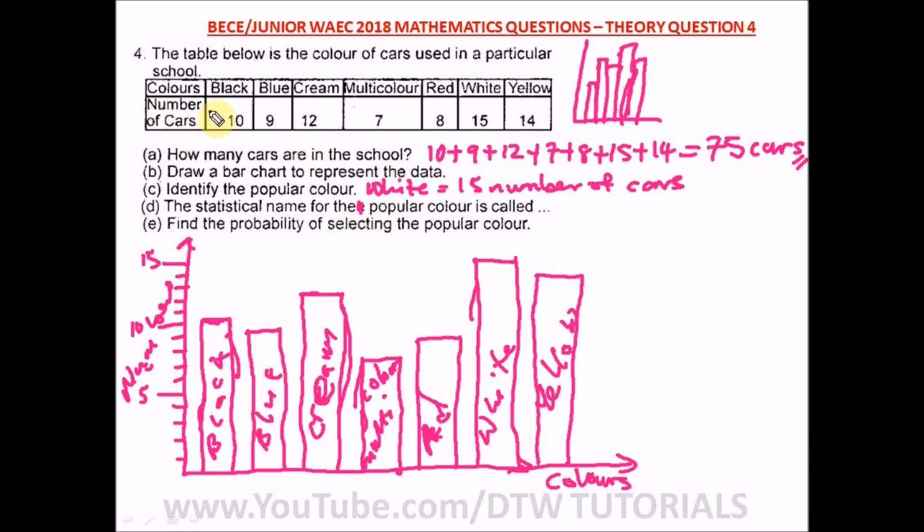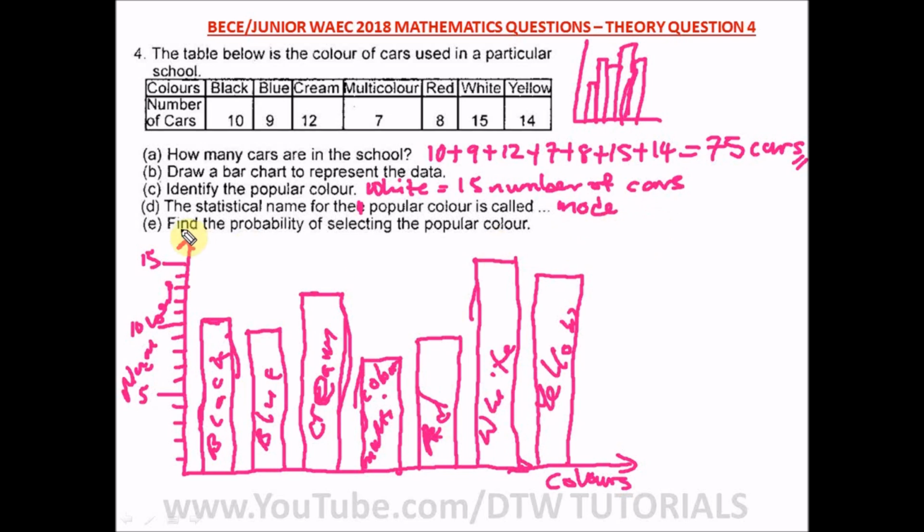Here we're talking of cars, and the highest number of cars here is identified as white. But this question says, what is the statistical name for the popular color? So the statistical name is mode. If you were asked for your average, it means your mean. If you were asked the statistical name of the middle number, it is your median. So for this, the statistical name for the popular color is your mode.